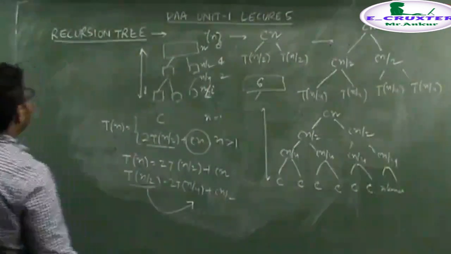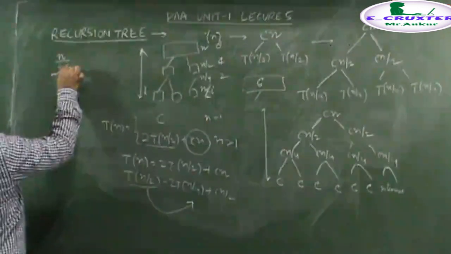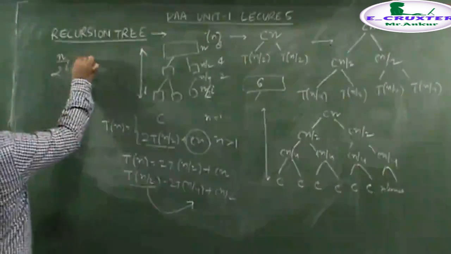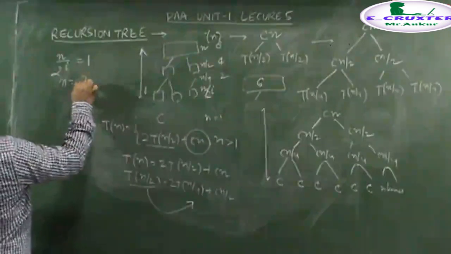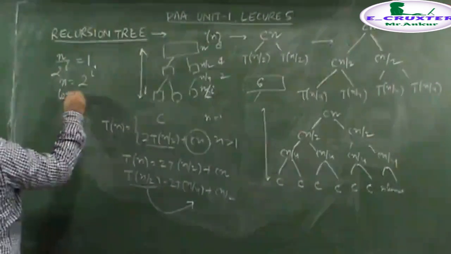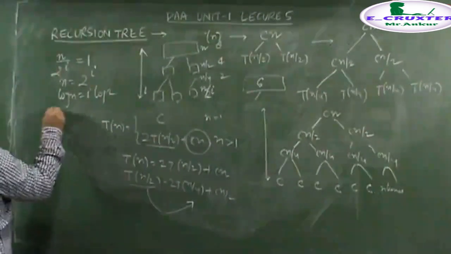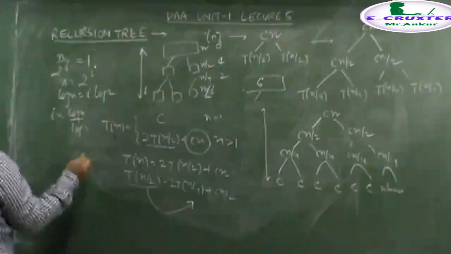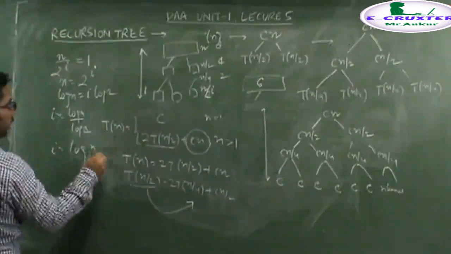Then you can say the height can be calculated like this. At the ith level, n upon 2 raised to the power I, let's say the number of elements is 1, then this will be equal to 1. Now n will be equal to 2 raised to the power I. Taking log on both sides, log of n will be equal to I log 2. I will be equal to log of n divided by log 2. So I will be equal to log n with base 2.